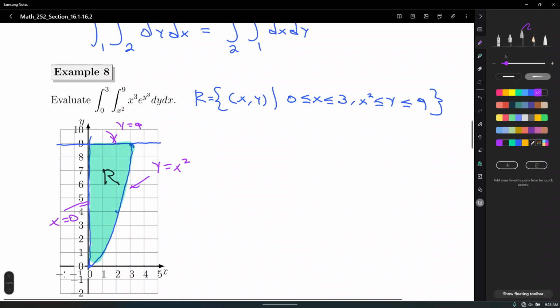when it comes to changing the limits of integration, we need to change all these functions in terms of the other variable. That means we need to come up with functions of y. So here, this is the same as saying x equals plus or minus the square root of y. But in this case, since we are only integrating over the right side of the parabola, we don't need the negative. We only take the positive, x equals the square root of y.